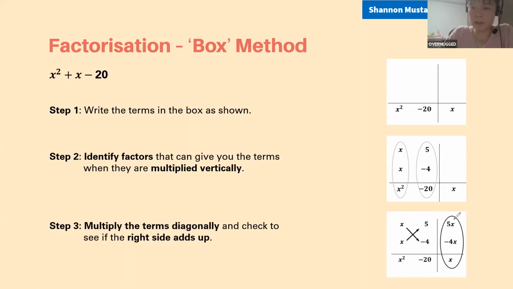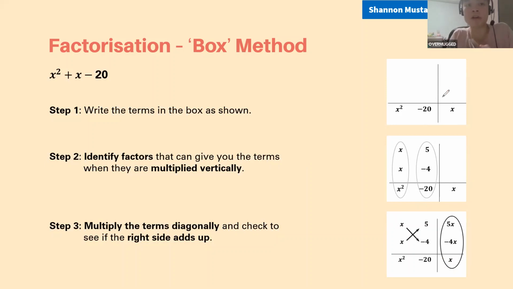Okay, after that, you get 5x. If you're going up like that, and then you'll get minus 4x like this, as you cross diagonally down. And then you add up these two. On the right side, you have to add up, not multiply. Do you get the middle term, as you have written in the first step over here?